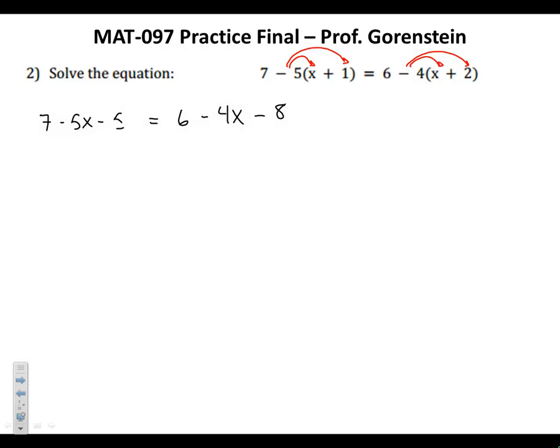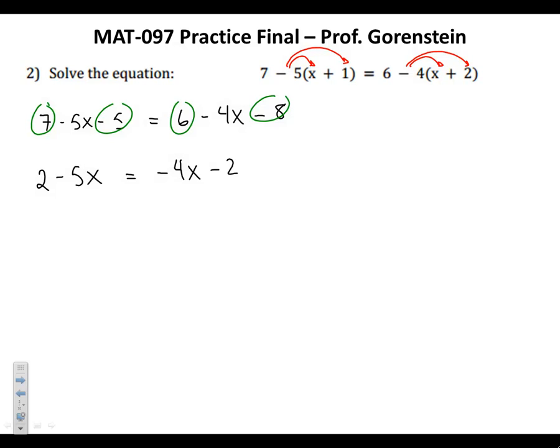Let's collect the like terms. On the left we've got a 7 and a -5. On the right we've got a 6 and a -8. 7 minus 5 is 2, so we've got 2 minus 5x is equal to 6 minus 8 is a -2, so we've got -4x minus 2.